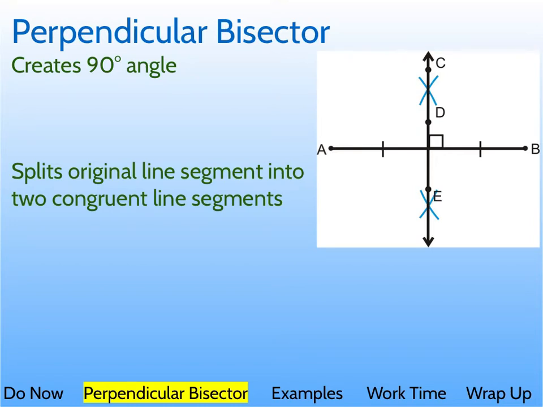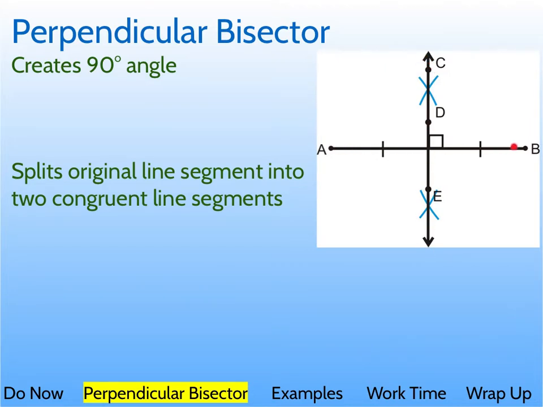Alright, so we're going to be talking about a perpendicular bisector today. Now, basically you can figure it out just based on the word itself. So perpendicular means that it creates a 90-degree angle. And you can see that in the diagram over here. Here's the 90-degree angle. This is your perpendicular bisector.